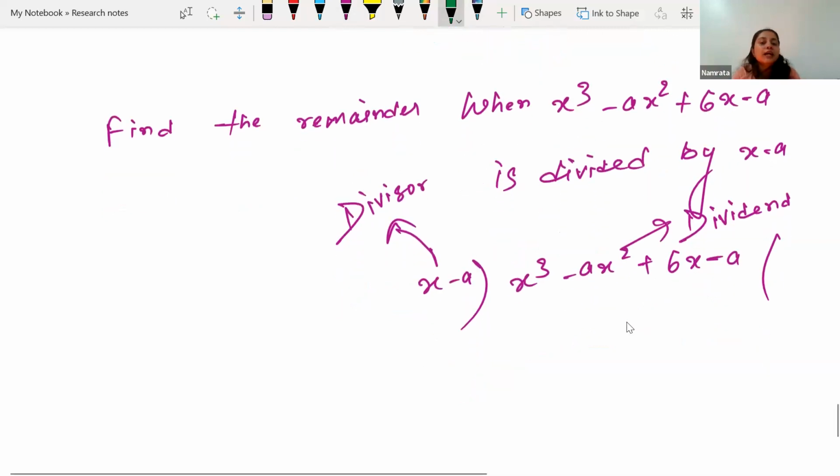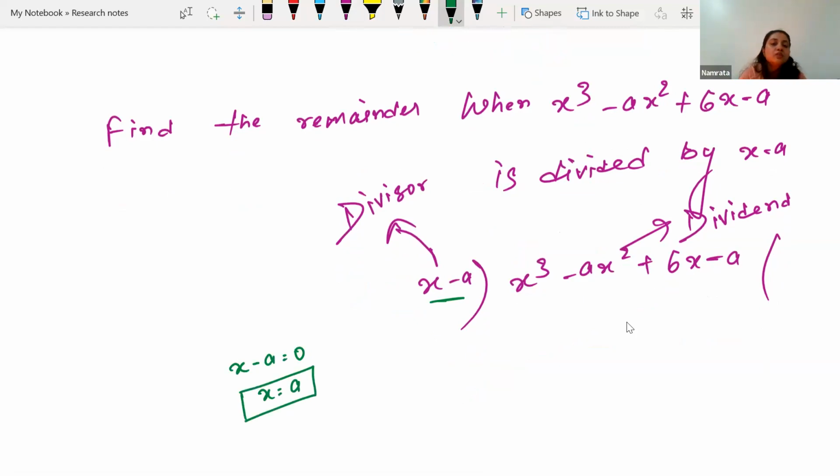So what exactly does the remainder theorem say? Find the zero of the divisor. First find the zero of the divisor. So the zero of this divisor will be x equals a. This x value is called the zero of this divisor. Now substitute this zero in the given polynomial, or in the dividend.